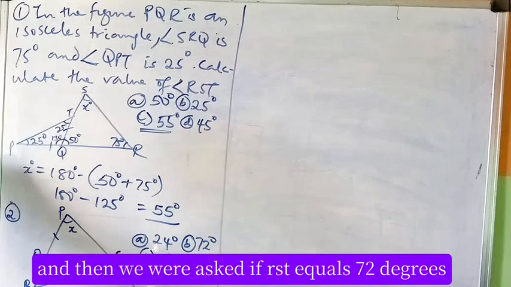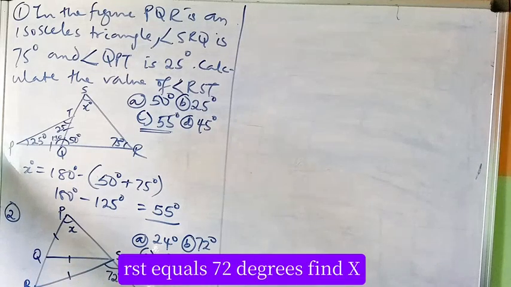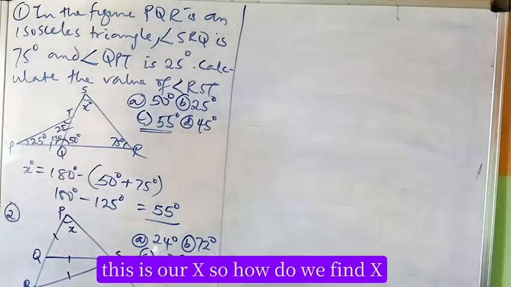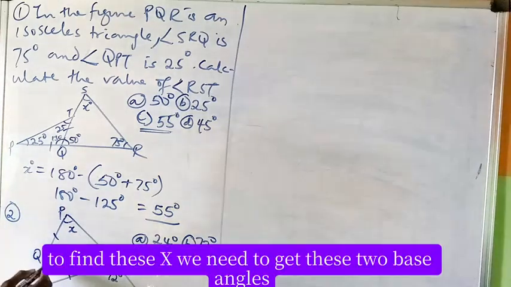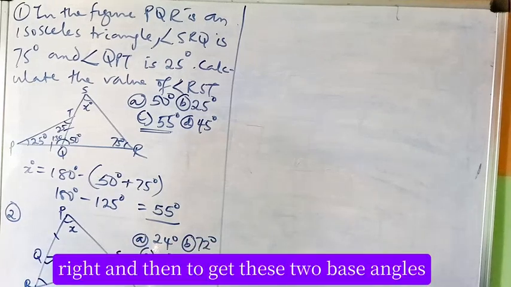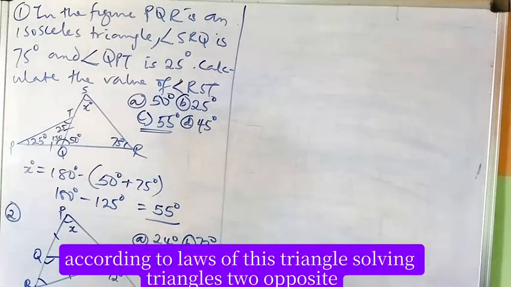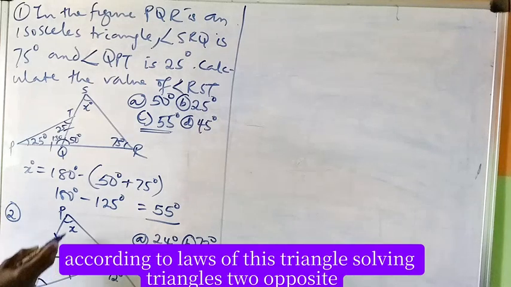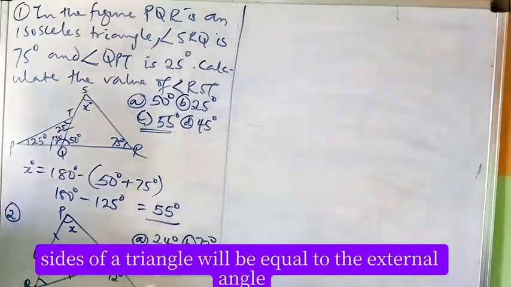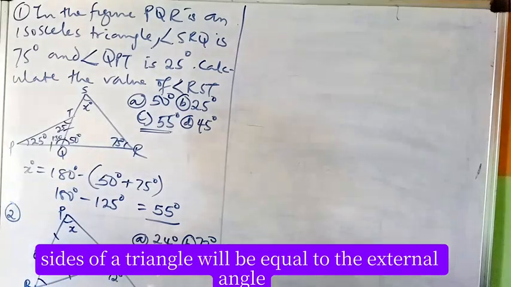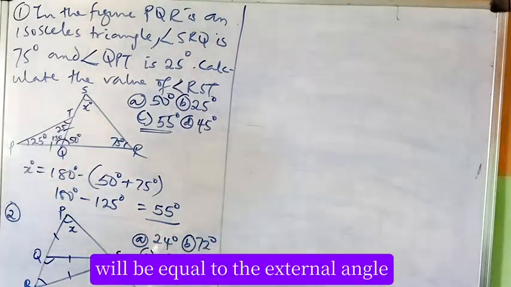And then we were asked, if RST equals 72 degrees, find x. This is our x. So how do we find x? To find this x, we need to get these two base angles, right? And to get these two base angles, according to the laws of solving triangles, two opposite sides of a triangle will be equal to the external angle.